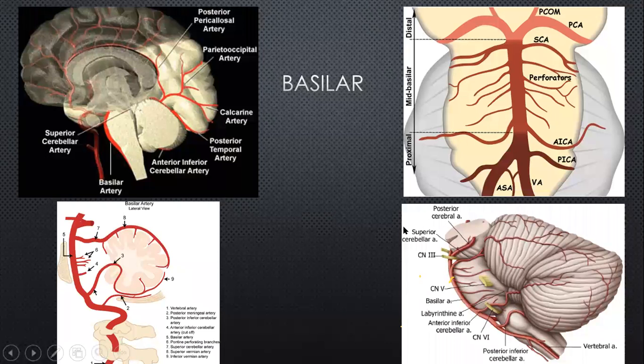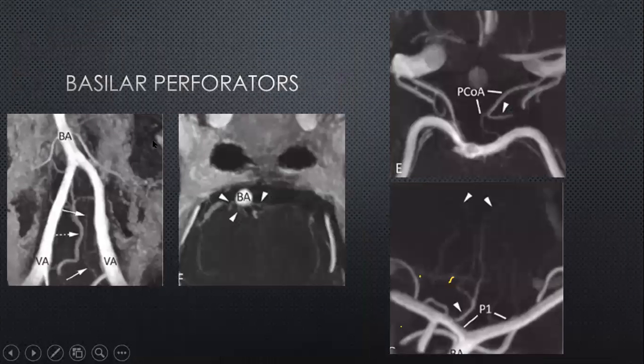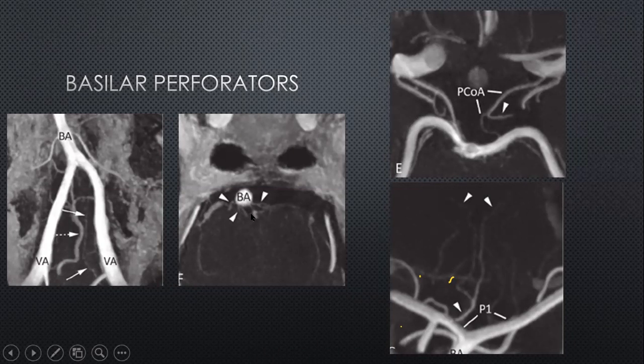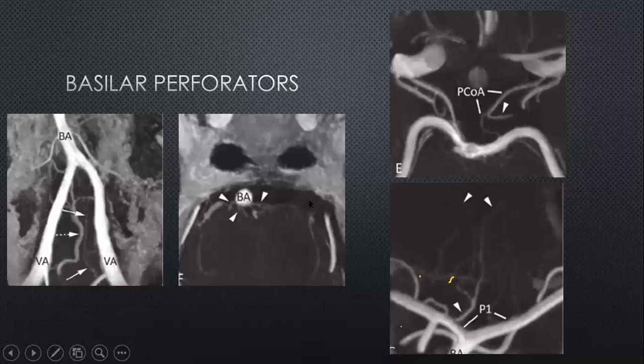Beyond the PICA, of course, we get to the basilar, which is formed by the confluence of the two vertebral arteries, and the basilar will supply the vast majority of the brainstem via the perforators. Of course, it also has the two other dominant cerebellar arteries, the AICA and the superior cerebellar artery. The basilar perforators are numerous, and you can barely see them on an angiogram, but on a good quality CT or an MRA, sometimes you can see these perforators which come off from the posterior aspect of the basilar artery and perfuse into the brainstem.